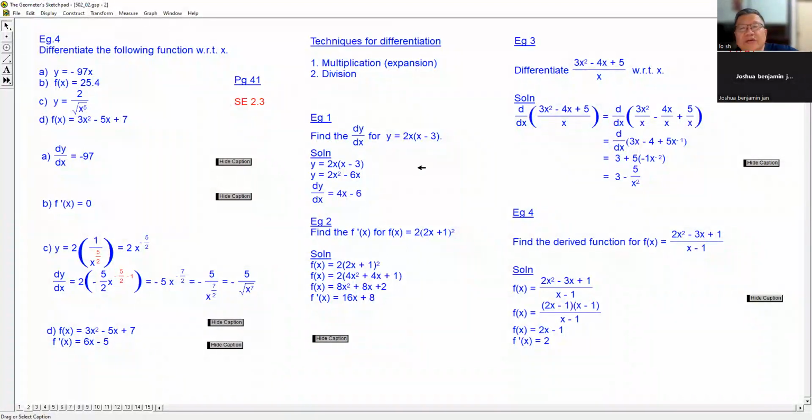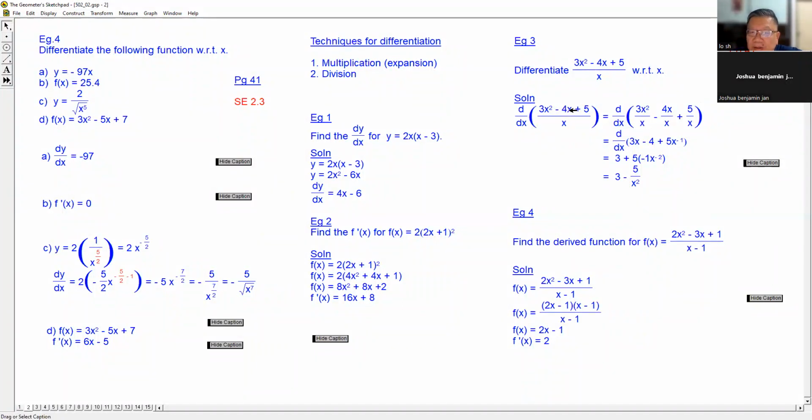Simple differentiation, like what I've shown you. Right? You expand, then differentiate one term, one term, one term like that. So far, this is the only method that you have learned: differentiate one term by one term. Even if there's a bracket, you expand the bracket, then you differentiate one term by one term.